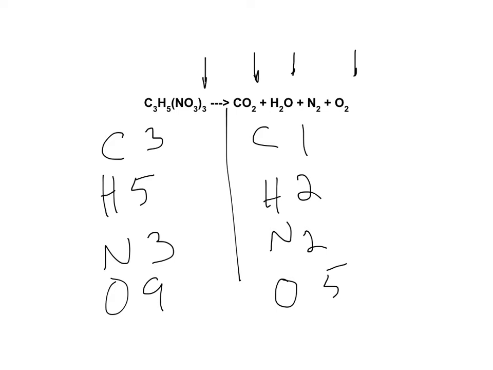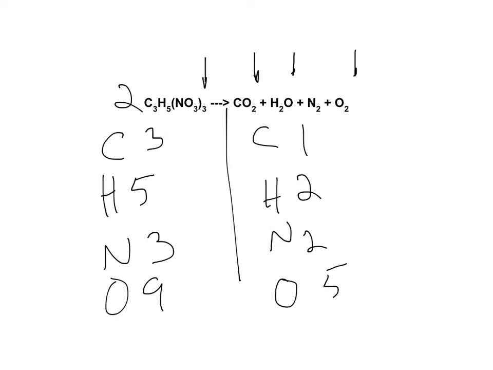Okay, so this is going to make it tricky because I've got odd numbers. It's another decomposition reaction, which means anything I change on the reactant side on the left is going to affect everything on the left. So I'm going to have to try to come up with some numbers that work for all of the elements at the same time, and that's going to be hard. So the first thing I would probably do is try doubling the left-hand side. If I do that, I'm going to have 6 carbons, 10 hydrogens, 6 nitrogens, and 18 oxygens.